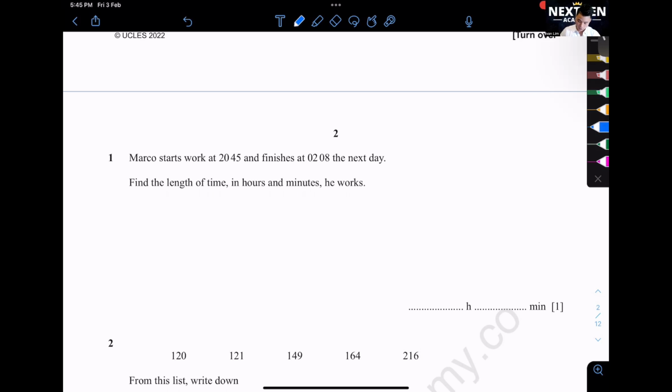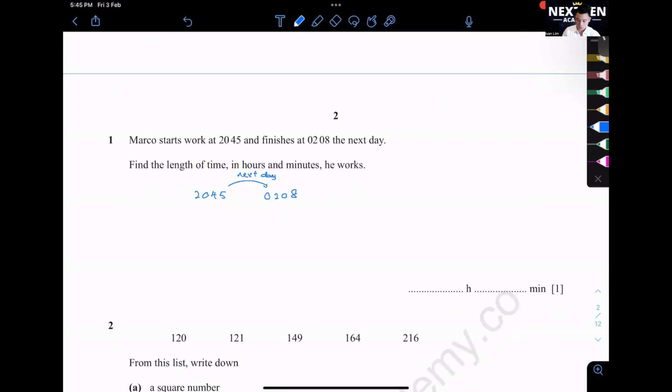Okay, let's do the first one. Marco starts work at 20:45 and finishes work at 0208 the next day. Find the length of time in hours and minutes he works. For the next day, what you need to remember is you have to add 24 hours. However, I taught you all the calculator trick also. For those who never learned this before, this is what you can do. You take the next day hours, so 24 plus 0208 will be 2608, minus 2045.